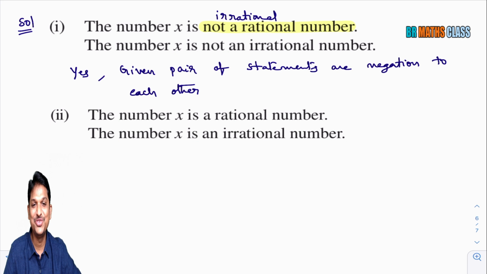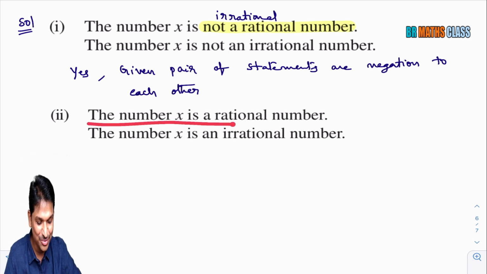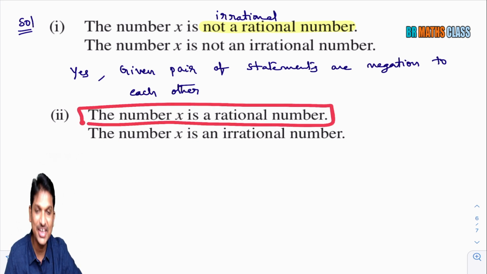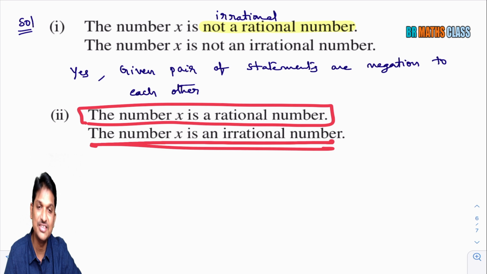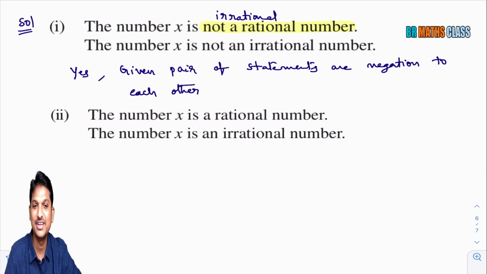Nothing is there to confuse here. The number x is rational number. The negation of this is the number x is not rational. In the second line, not rational is there, actually. Irrational means what? Not rational only. I hope you got the point, right?